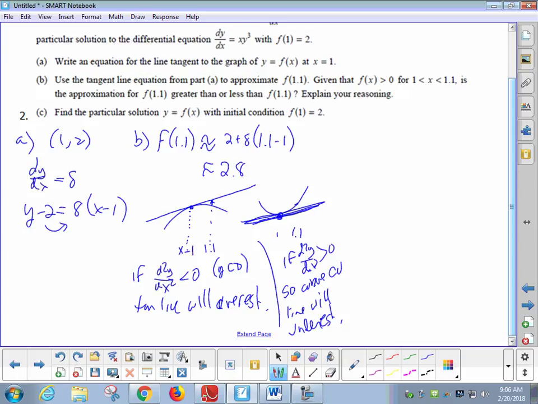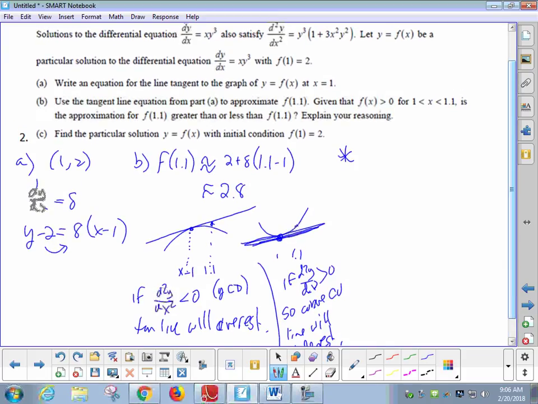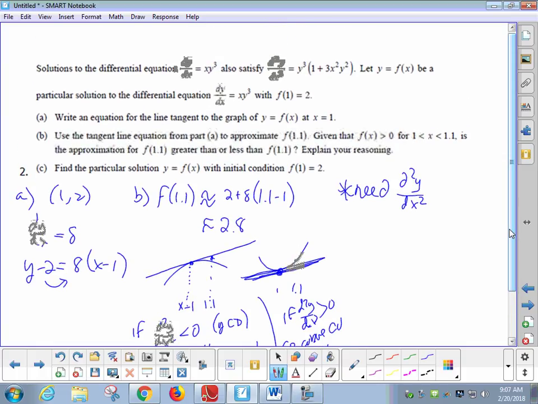It's pretty common if they ask you, is your estimate more or less than the true value? To answer that question, you need to get into the second derivative. That's why they're giving you the second derivative. If you're wondering over the course of the problem, why did they even give me that? That's how you're going to tell if it's an over or underestimate.